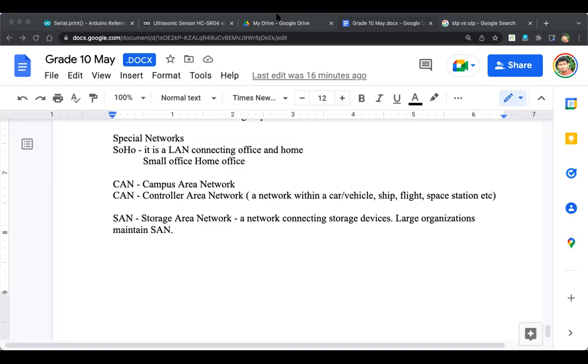So STP quality is higher. Which is expensive? Is it STP or UTP? What do you think? STP. STP is expensive because of the shield. STP is quality, but STP is expensive too.